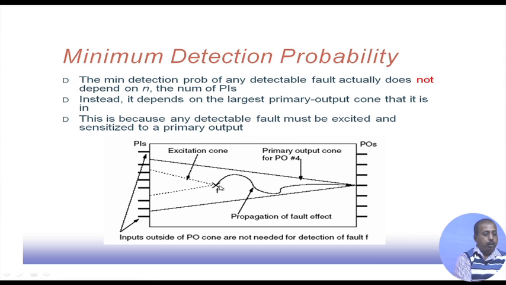This whole job can be done by setting the inputs in this cone only. The inputs which are outside this cone do not have any effect on the excitation of this fault or propagation of this fault to the primary output. So this is the minimum detection probability. It will depend on the largest primary output cone into which this particular fault falls.